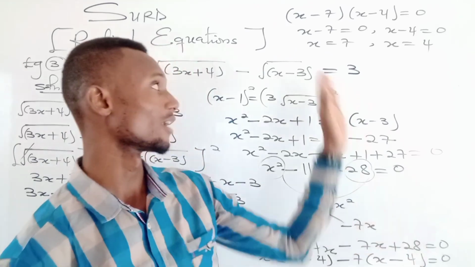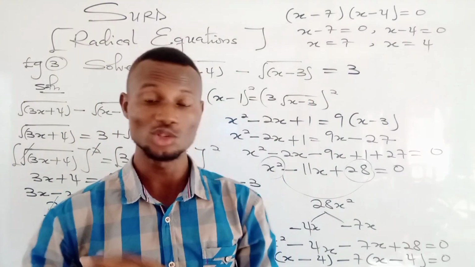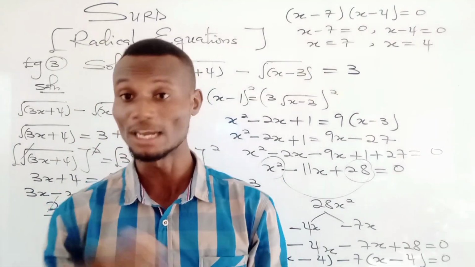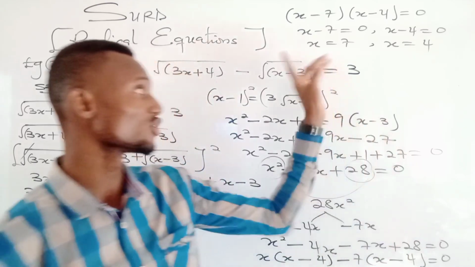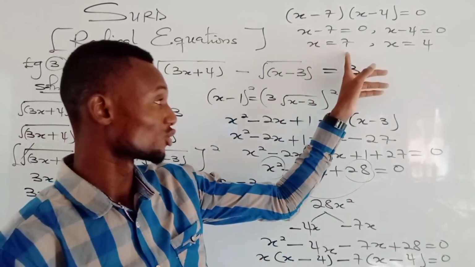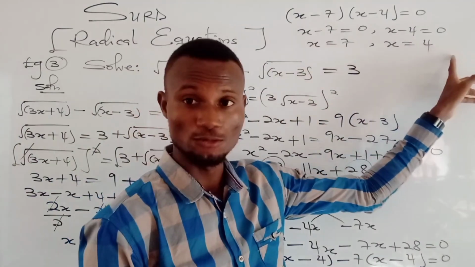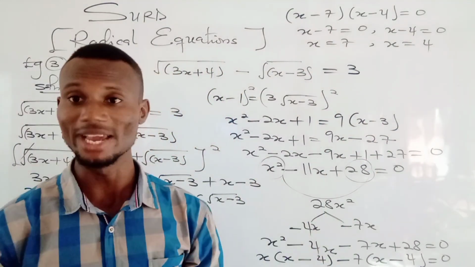Because you cannot just assume that these two values satisfy the equation. We need to test to see, because sometimes some of the values will not satisfy the equation. So we are going to test the equation with s equals 7 and s equals 4 to see if they satisfy the equation before we can make a conclusion.